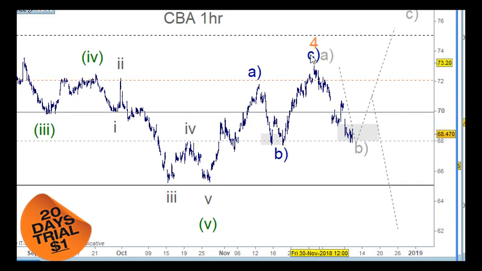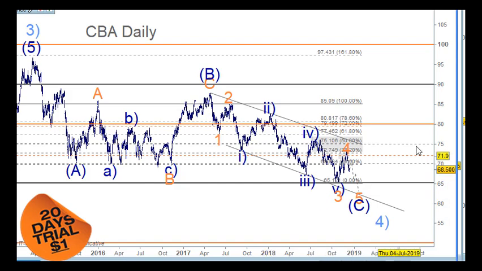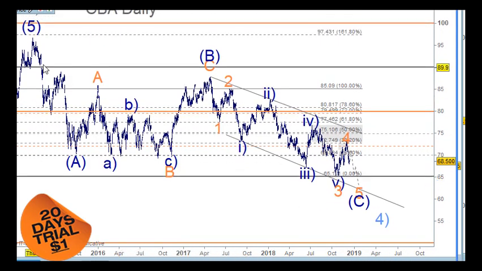Now, I'll just go to the daily chart here. Let's just paste this out a little bit. So we've got an A wave, a B wave over here, and then we're going down for a C wave here. So we've got wave 1 and 2 here, and then all the way down for wave 3 here, with this wave 3 having 1, 2, 3, 4 and 5.